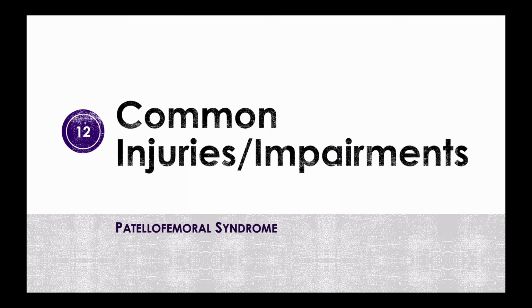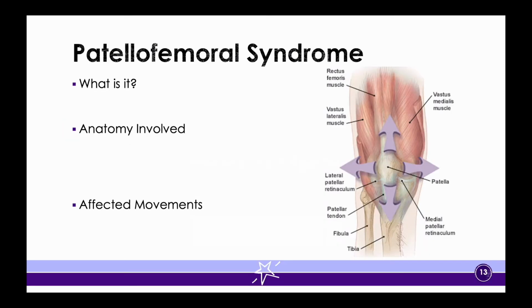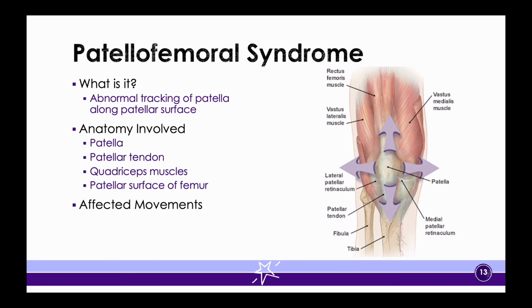So moving on to our next common injury or impairment of the knee would be Patellofemoral Syndrome. As far as what it is, this is when we get an abnormal tracking of the patella along the patellar surface. So the patella is not moving in the path that it is supposed to. It's not tracking where it's supposed to be. The anatomy that's involved would be the patella itself, the patellar ligament and tendon, the quadricep muscles, and also that patellar surface of the femur itself, which is the track that it is supposed to be running along.